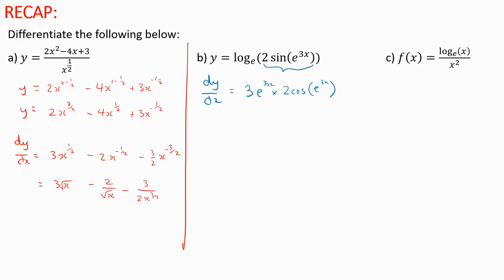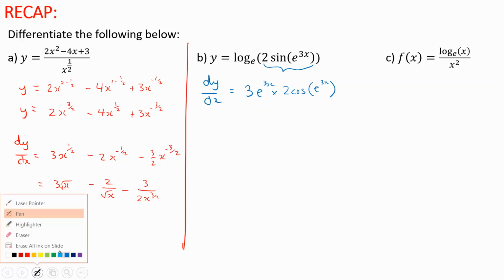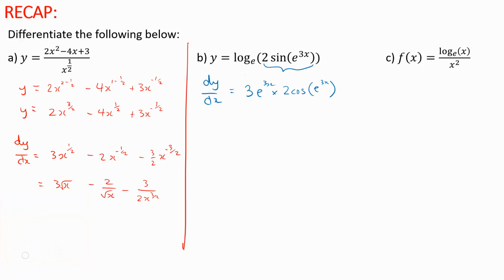Then I've got to multiply that with the derivative of the outside, which I'm going to do in another color. Times that with the derivative of the outside. Now the derivative of the outside is the derivative of a log. And the derivative of log is 1 over whatever the inside is.